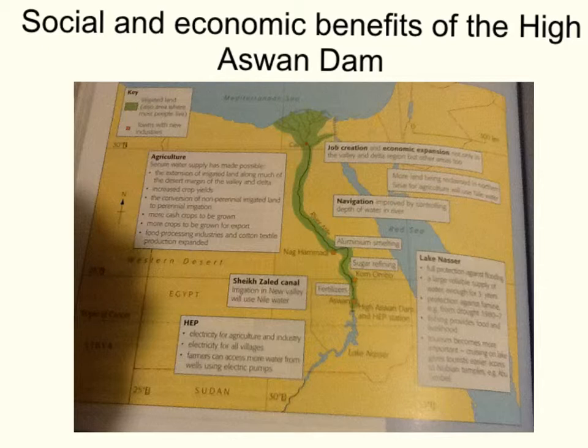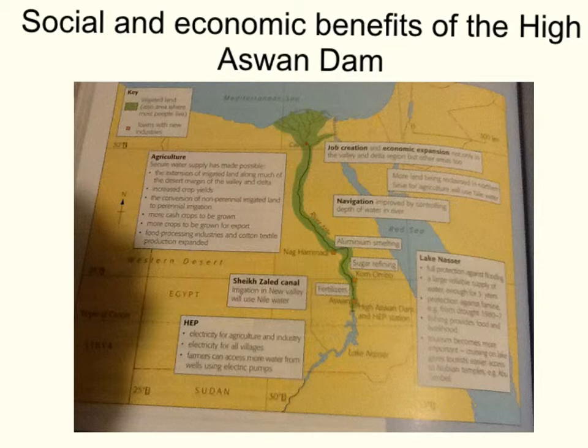It has enabled increased crop yields, so the amount of crops which are produced in a certain area. More cash crops can now be grown as opposed to farmers being reliant upon subsistence crops. More crops can be grown for export, so having a knock-on economic effect for the whole country, and food processing industries and cotton textiles production expanded.